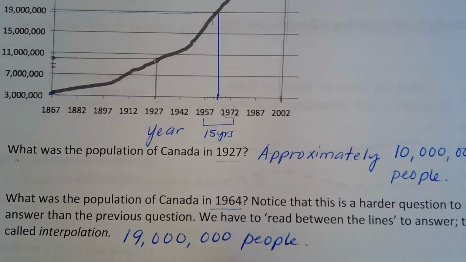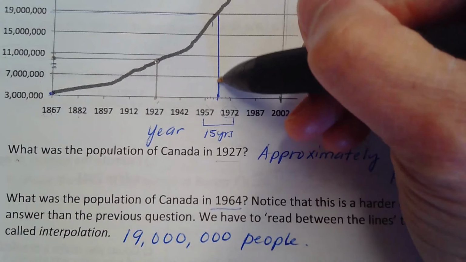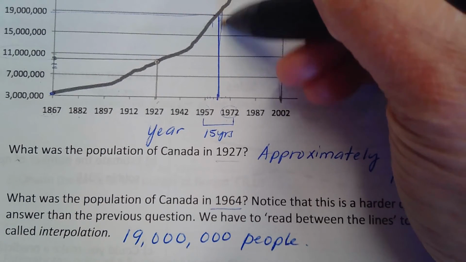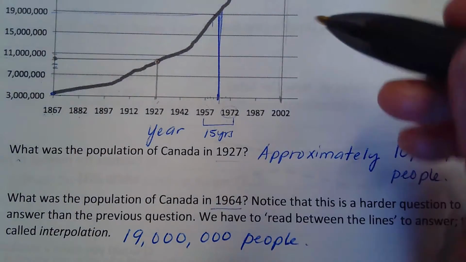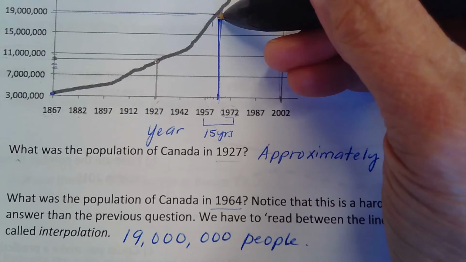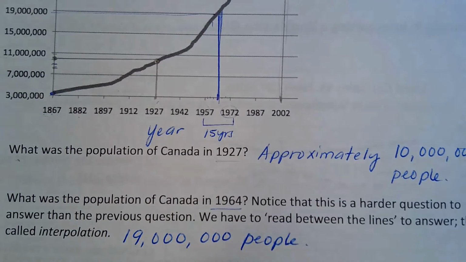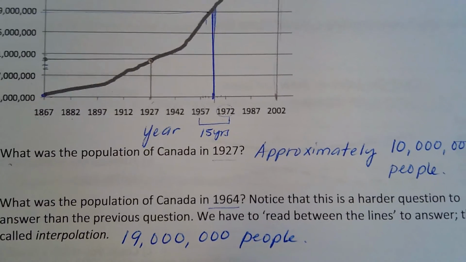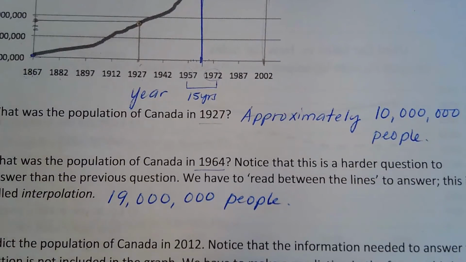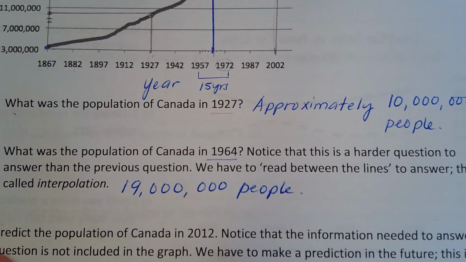Yeah, over the 19. Yours is probably maybe slightly over, depending on how straight you've drawn the graph, right? Yeah, 19 and 2 people. I love that. 19 and 2 people. 19 million and 2.